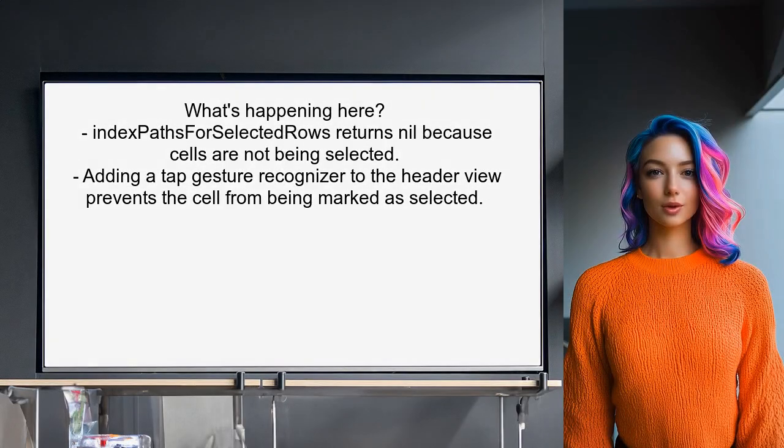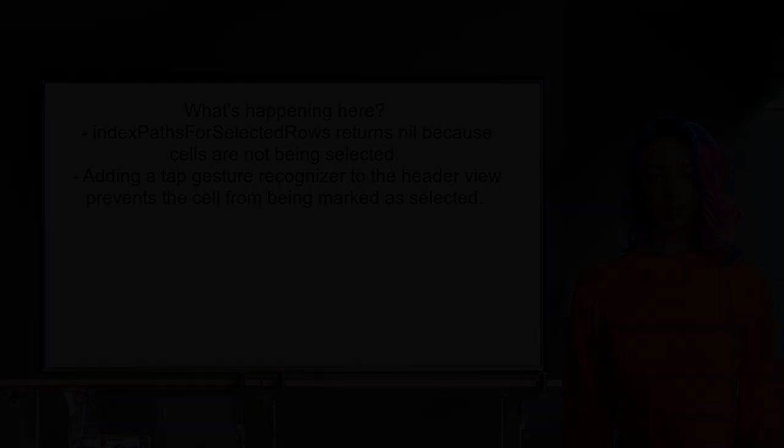So what's happening here? The indexPathsForSelectedRows method returns nil because the cells are not being selected in the traditional sense. When you add a tap gesture recognizer to the header view, it prevents the cell from being marked as selected. Let's break this down further.